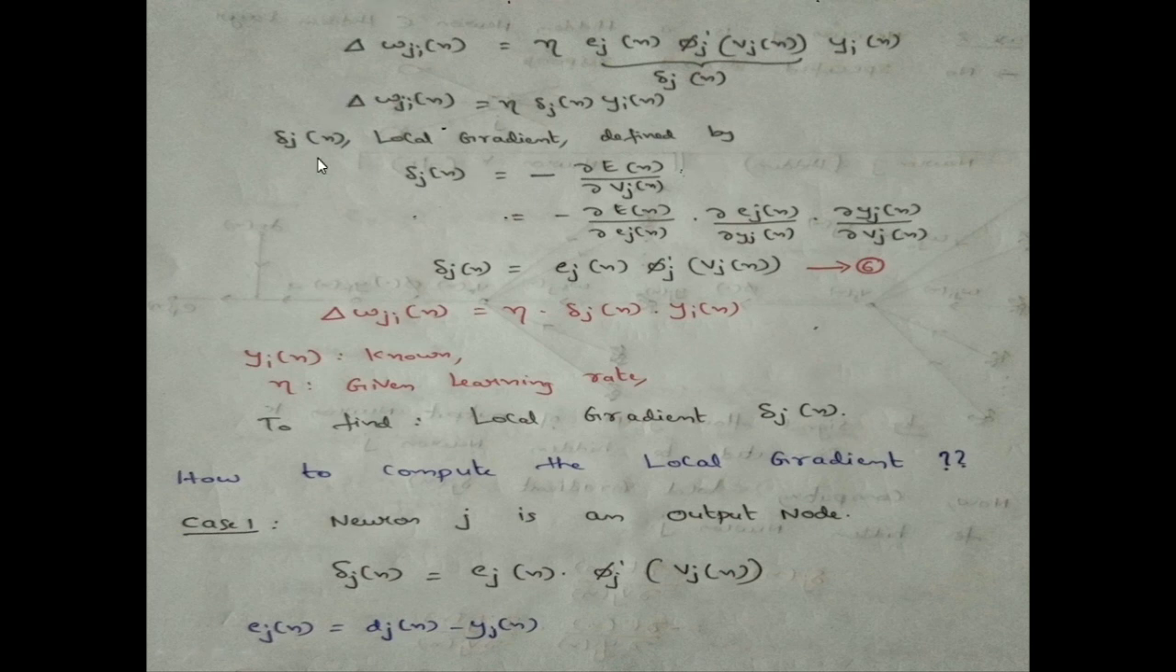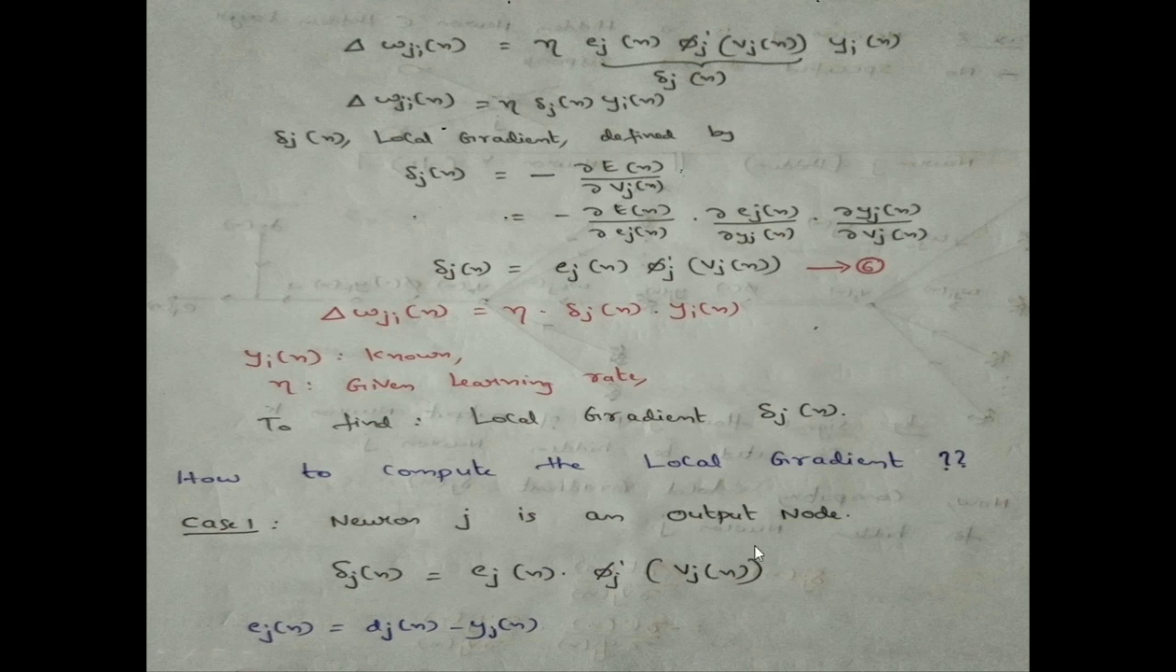Actually δj is the local gradient, which is originally defined as δj(n) equals minus the derivative of the error energy ∂E(n) with respect to vj(n), which is the input to the activation function. So this can be written as minus ∂E(n)/∂ej(n) into ∂ej(n)/∂yj(n) into ∂yj(n)/∂vj(n).